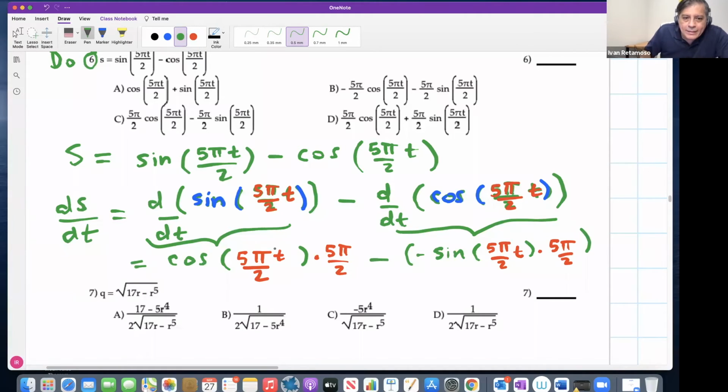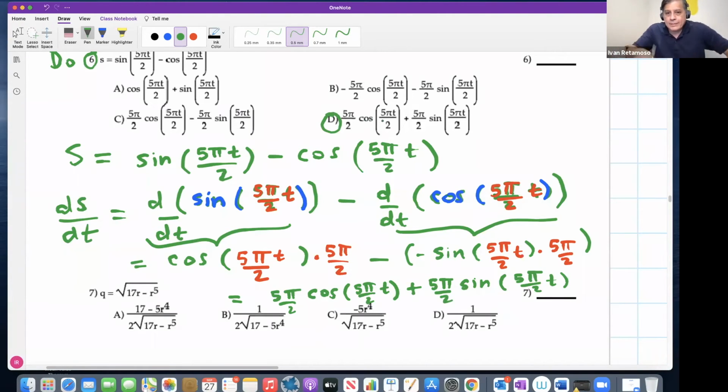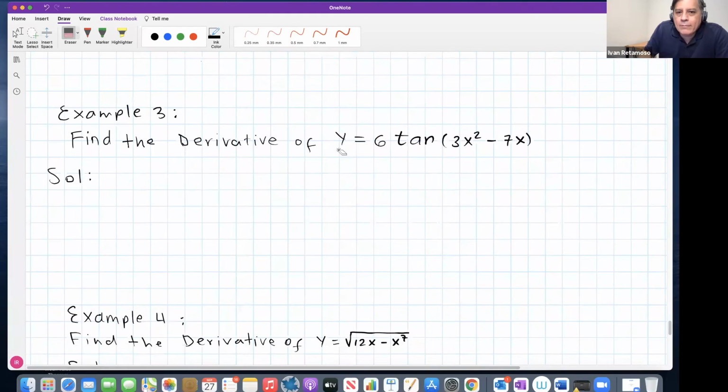Then just simplify. Notice that we write the constant part up front. Remember the simple stuff first, followed by the complicated stuff, right? This is this, minus or minus plus 5 pi over 2 up front, the constant, then the trigonometric function following, 5 pi over 2 t. And this is a perfect match with this guy, right? Very good, guys. Excellent. Example 3, find the derivative of y equals 6 times tangent of 3x squared minus 7x.